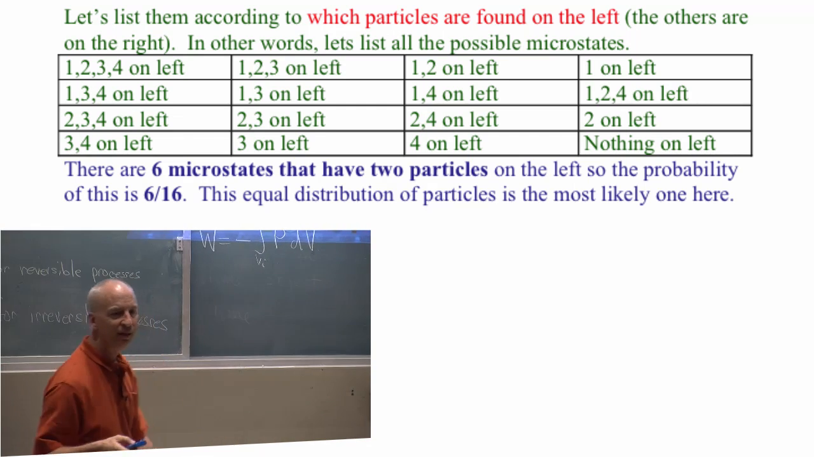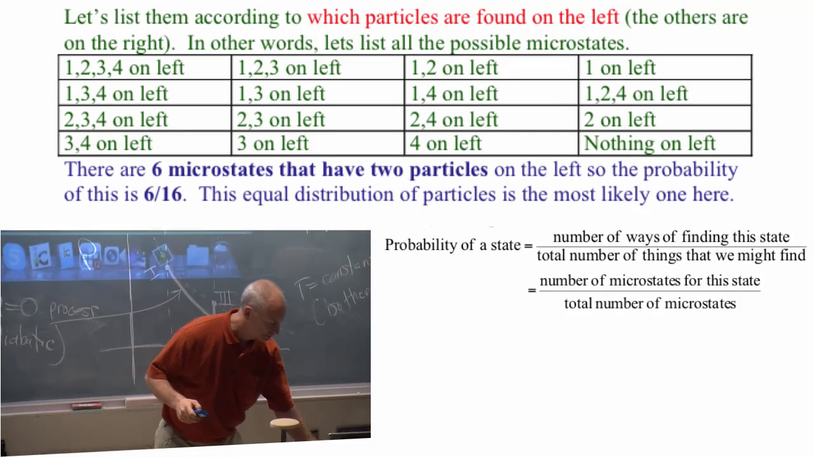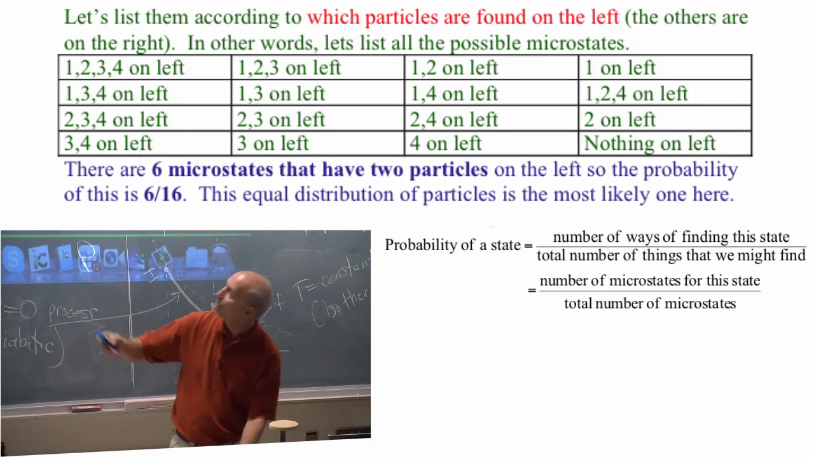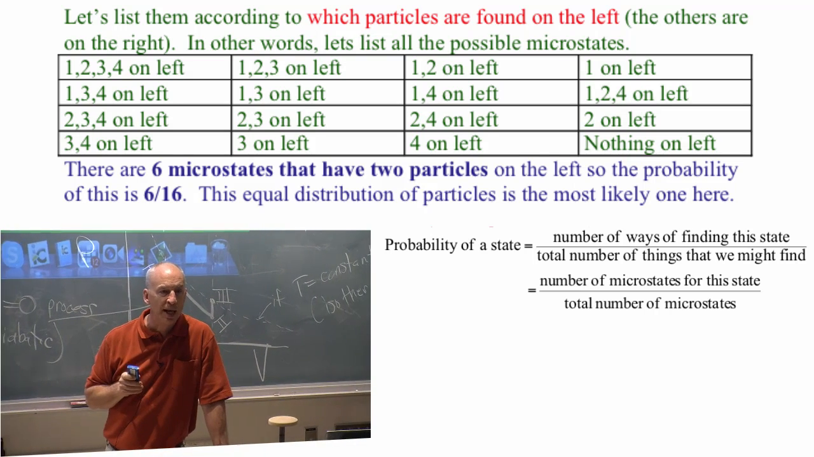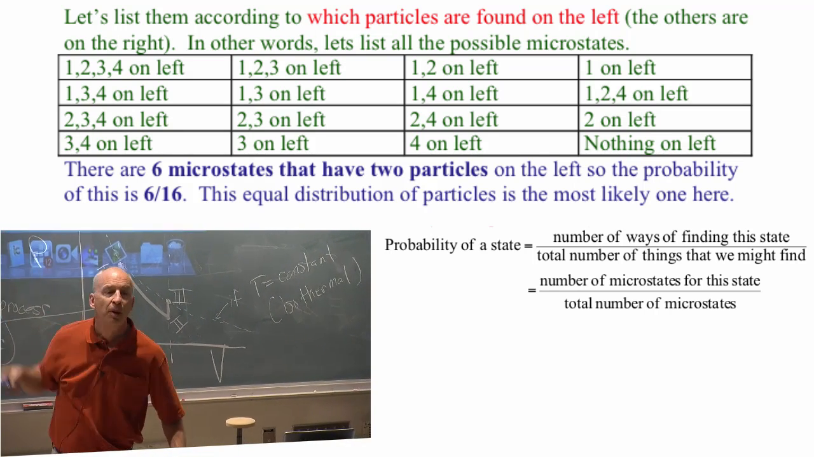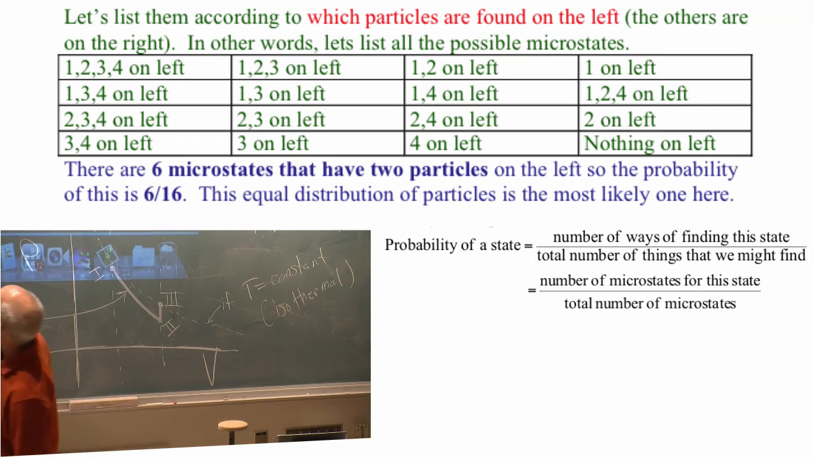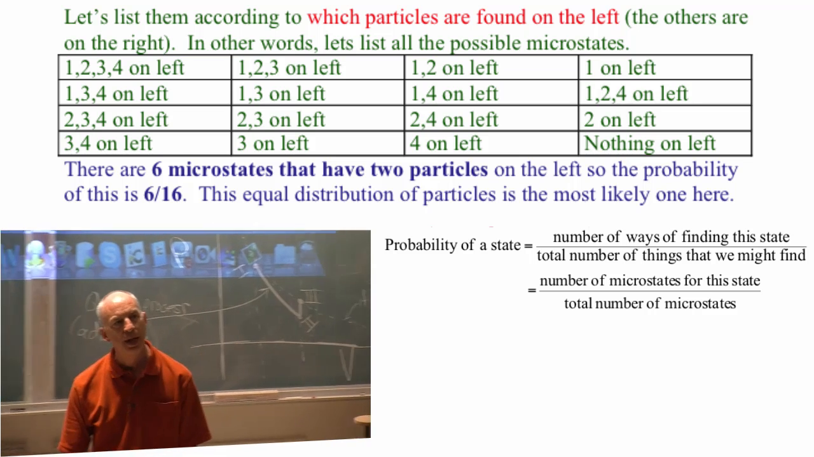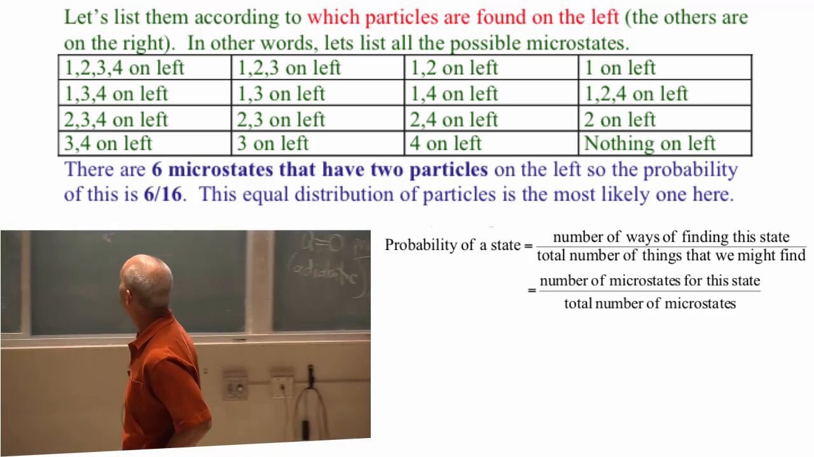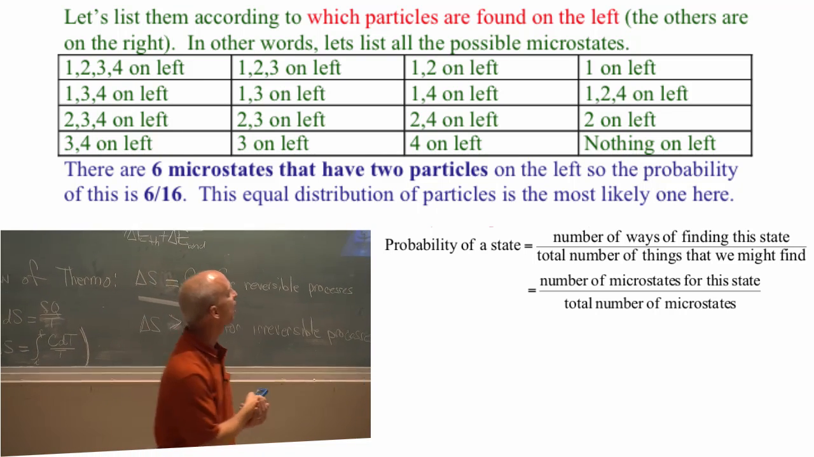What's the probability of that? Number of microstates that give you two on the left and two on the right divided by the total number of microstates that you have. You have 16 microstates total. That's the total number of things that could happen. How many have two on the left and two on the right?